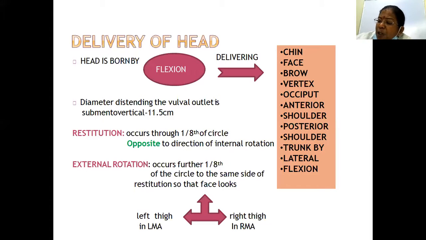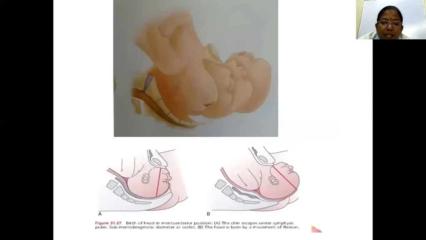Then the rest of the delivery is the same. The restitution occurs through 1/8 of the circle, opposite to internal rotation, and then external rotation, because the shoulder has to come in the anterior posterior diameter, so it is the same as in occipito anterior. Further 1/8 of the circle it rotates, and then there is delivery of the rest. Only there is a change for the delivery of the head. Everything else is the same.